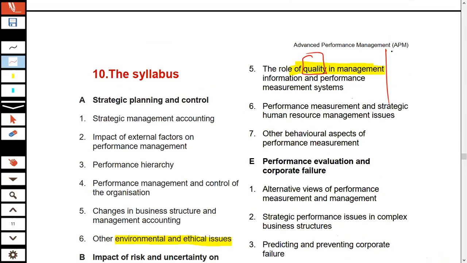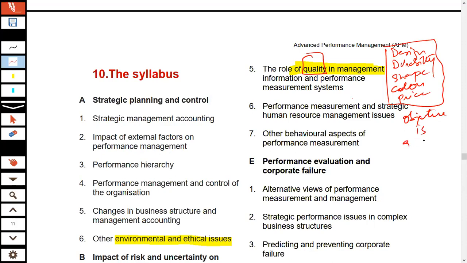Maybe for a few people, if I talk about a product, the design of the product is quality. For a few people, the durability of the product is quality. For a few people, the shape of the product is quality. For a few people, the color of the product is quality. For a few people, the price of the product is considered to be quality. A lot of aspects of quality actually exist. For a lot of people, the objective being achieved is considered to be quality.